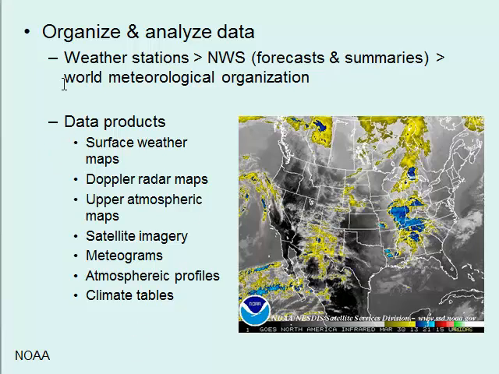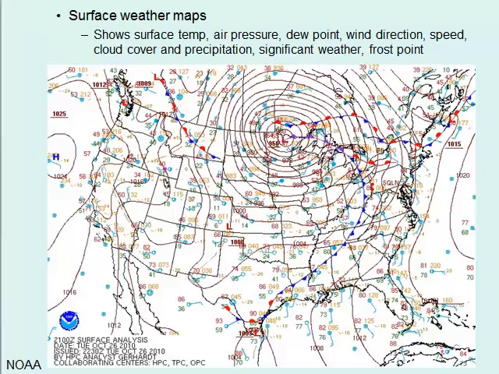So after all this data is organized, it's usually organized by place, by the location, and then what specific element is being recorded. And then if it's organized properly, it can be easily analyzed to produce things like surface weather maps, Doppler radar maps, upper atmospheric maps, satellite imageries, meteograms, atmospheric profiles, and climate tables. So to show you some examples, surface weather maps can show you a ton of information.